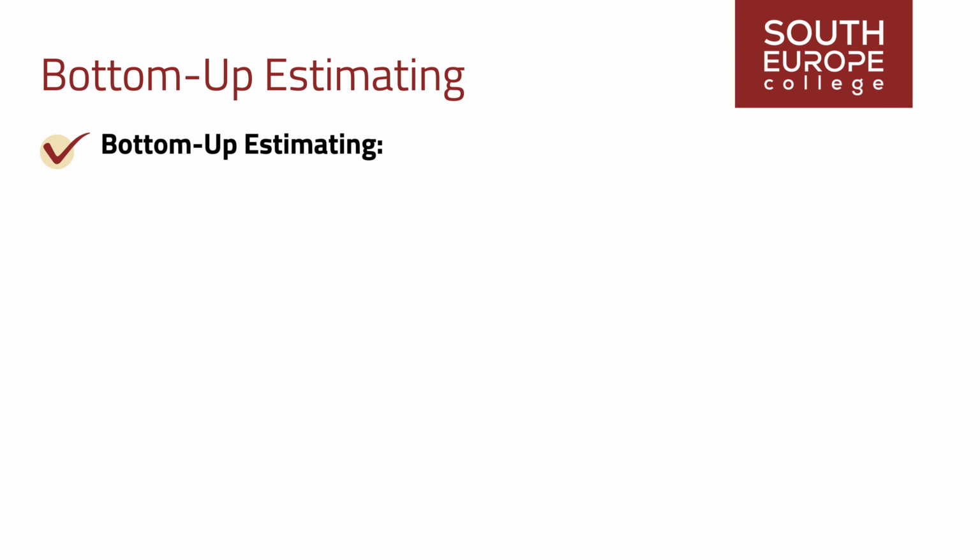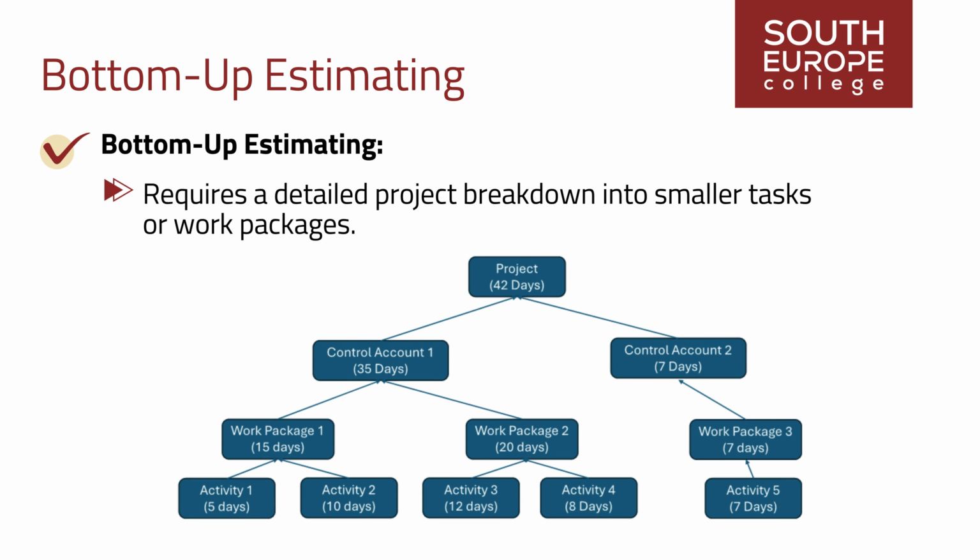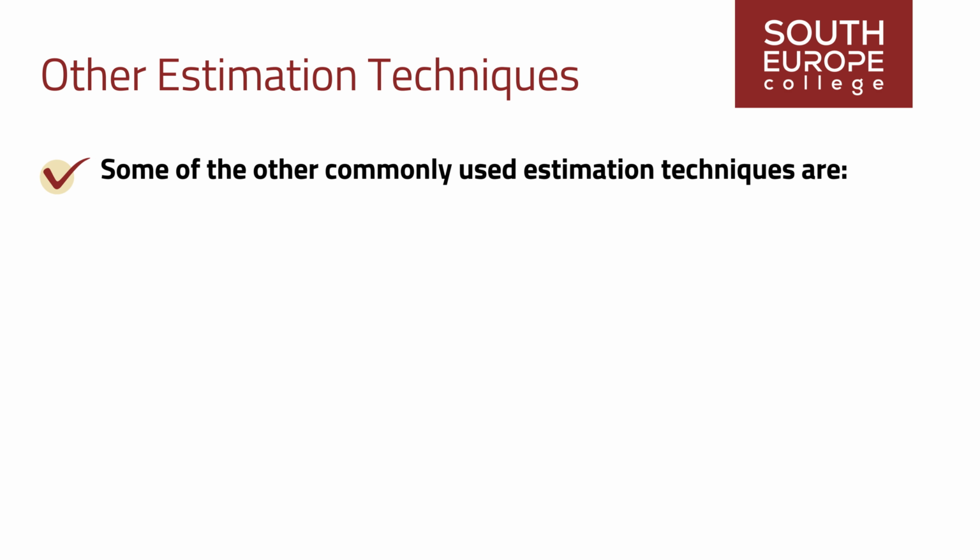Bottom-up estimating requires a detailed project breakdown into smaller tasks or work packages. Each task is then estimated individually, aggregating the estimates to determine the overall project duration and resources. This method is time-consuming, but tends to be more accurate. Some of the other commonly used estimation techniques are: 1.